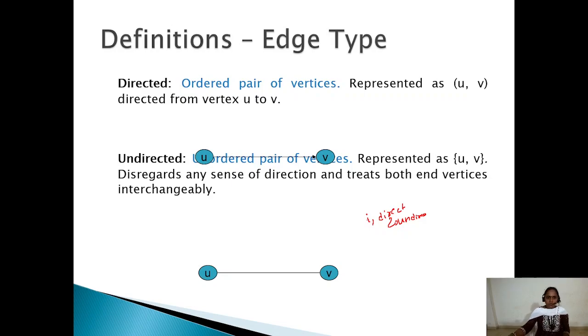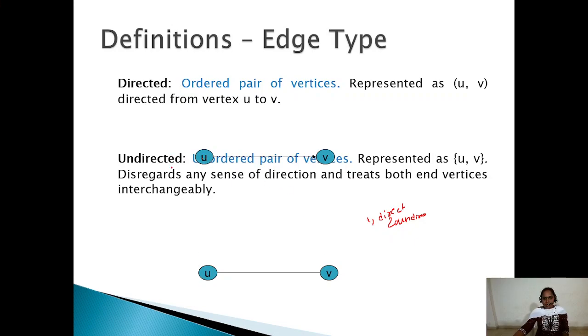See, first graph. What is a directed graph? Directed graph means, see, this is the U vertex, this is the V vertex. U to V is connected with a direction. An ordered pair of vertices represented as U comma V is directed from the vertex U to V. It means U to V, one edge is connected. U follows V, but V does not follow U. This is the directed graph.